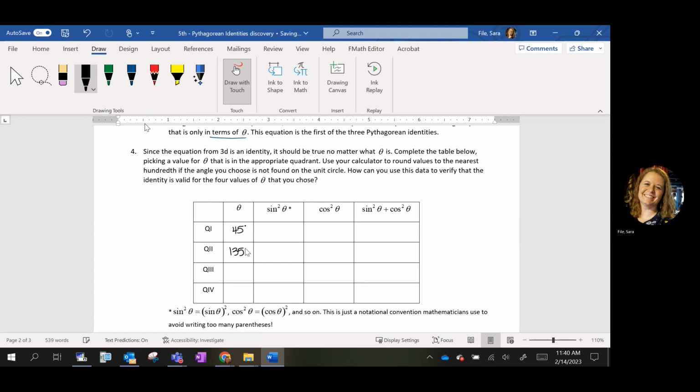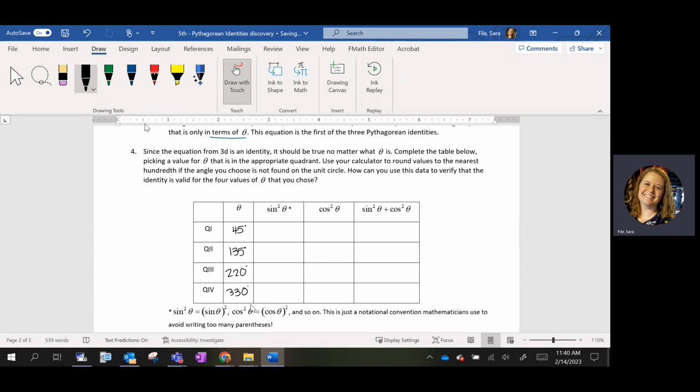Okay. Quadrant 3. Not 215. 220 is one. Yeah, we can do 220. Okay, what else for quadrant 4? Say again. 330. Okay.